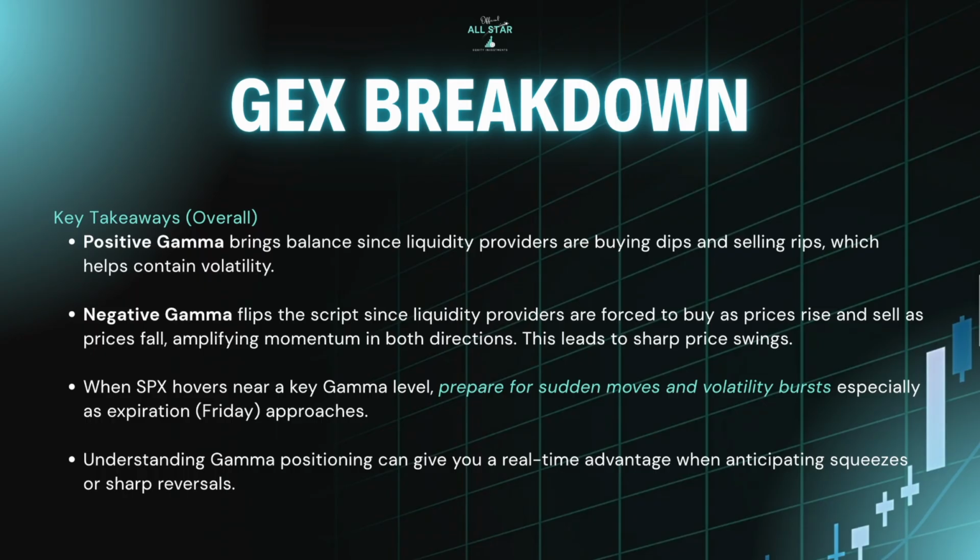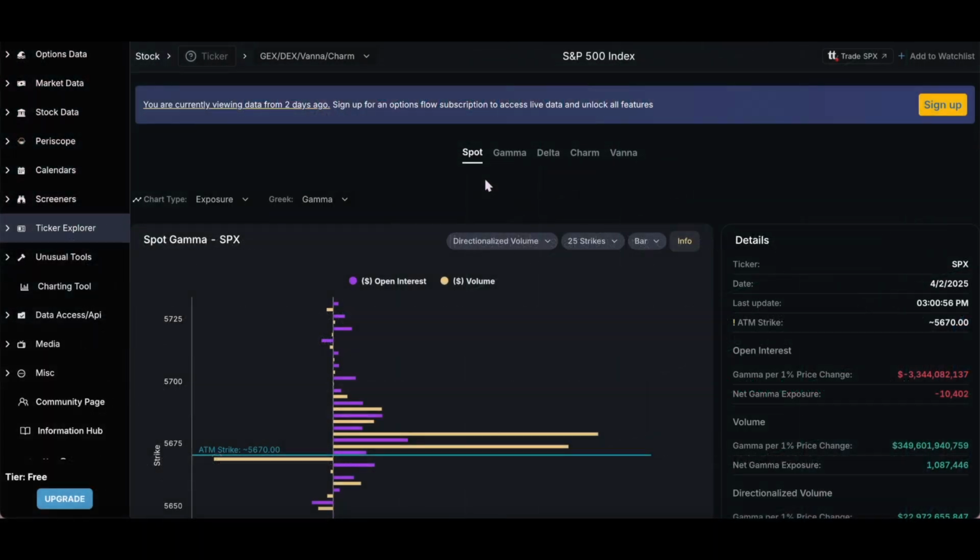But let's go ahead and dive into a resource to help tie all of this together to show how the GEX is analyzed visually using this data. So by the end of this video, hopefully you can understand how gamma positioning can give you a real-time advantage when anticipating gamma squeezes or sharp reversals. Okay, so the last thing I wanted to go over in this video is a free resource that you can utilize to analyze the GEX.